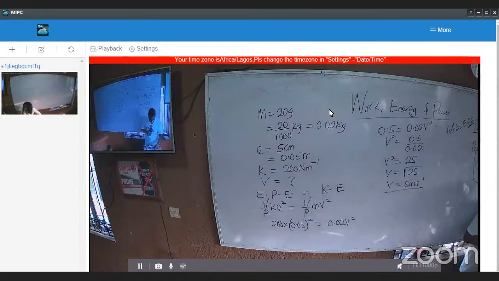Let's go. Question 3 now, quickly. A 70-kilogram man ascends a flight of stairs.